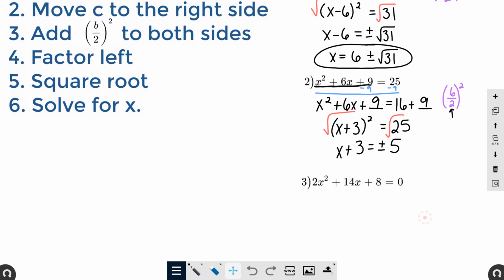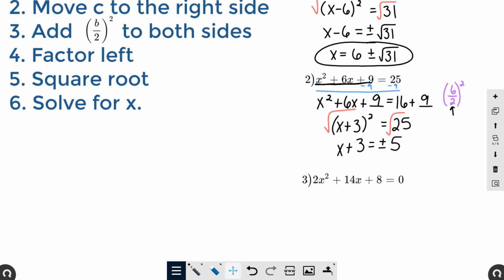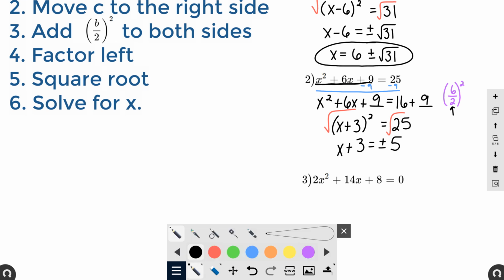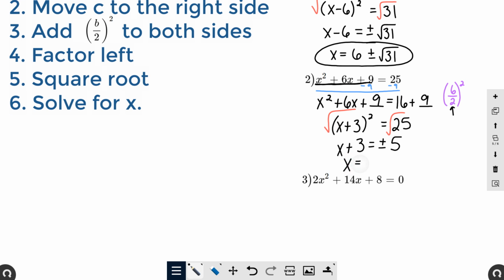Now if we continue on like we did our last problem, we're going to get x by itself. What are we going to do to get x by itself? We're going to minus the 3 over. Now where did we put the 6 when we added the 6 over? In front of the plus or minus, right? We do the same thing here. So it's going to be minus 3 plus or minus 5.